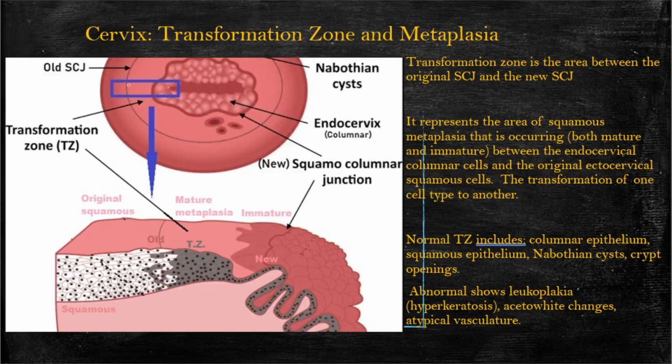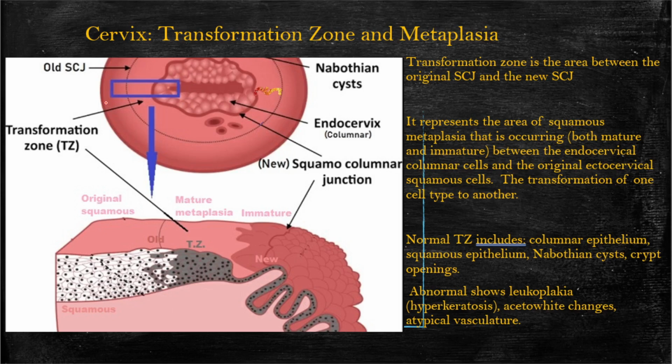So let's take a kind of close-up look here. So here's our external os. This obviously looks kind of like cobblestones. That glandular area is the endocervix with the columnar epithelium. This darker kind of pink line here is our new squamocolumnar junction, and this is our old one here. So this area here is the transformation zone, and that's the area where that metaplasia has been occurring.